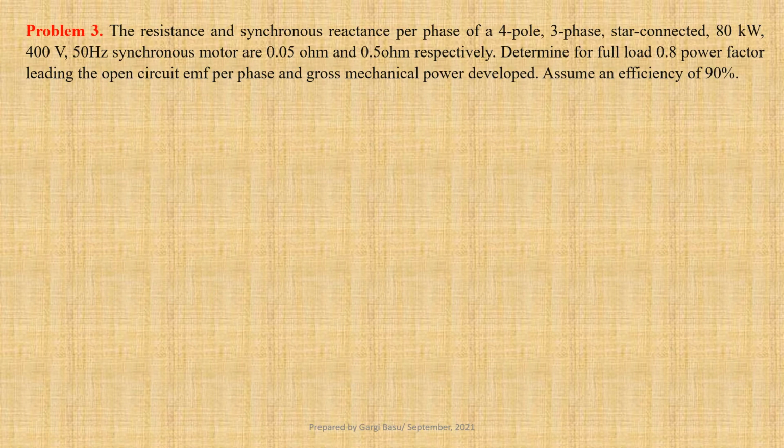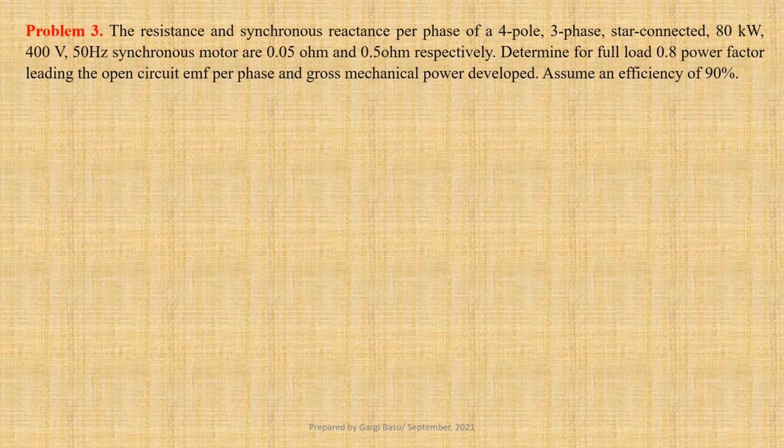The resistance and synchronous reactance per phase of a 4-pole 3-phase star-connected 80 kilowatt 400 volt 50 hertz synchronous motor are 0.05 ohm and 0.5 ohm respectively. Assuming an efficiency of 90%, we have to calculate open circuit EMF per phase and gross mechanical power developed for full load 0.8 power factor leading.